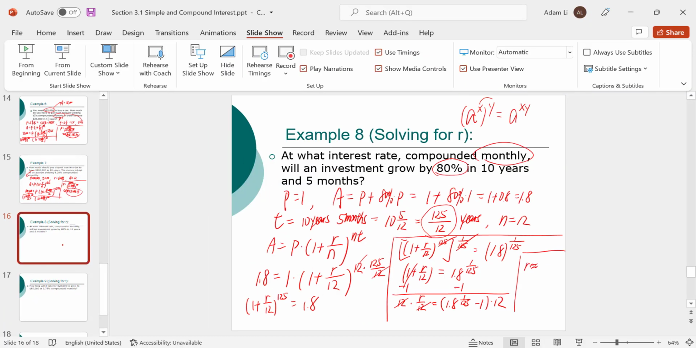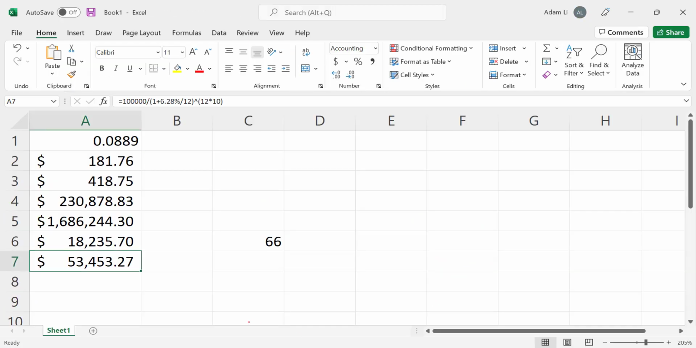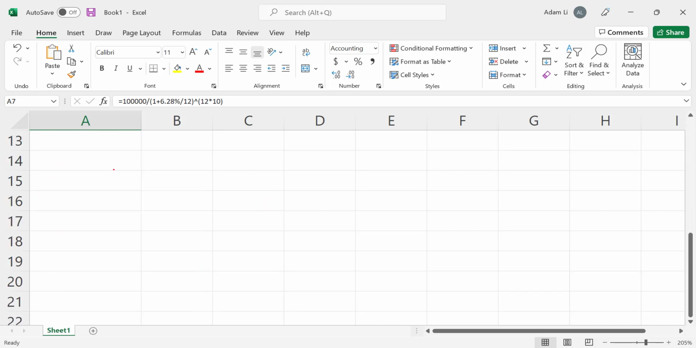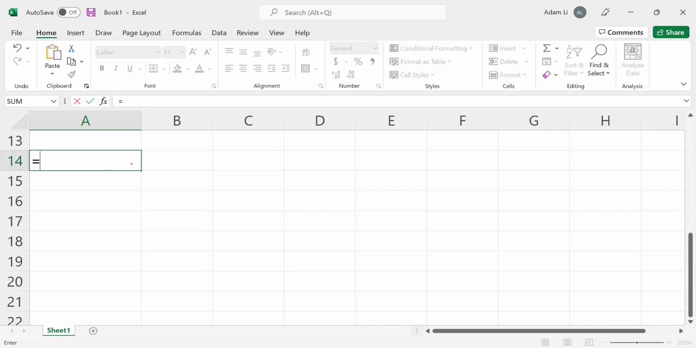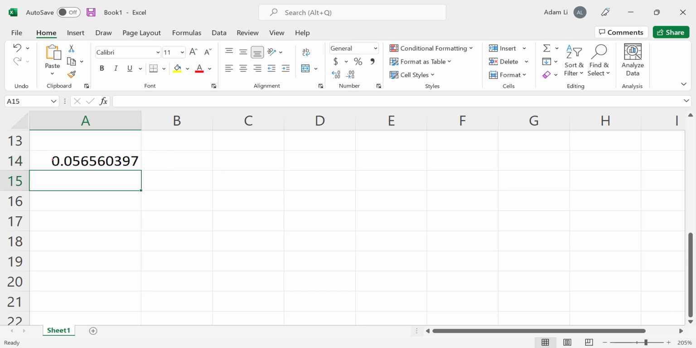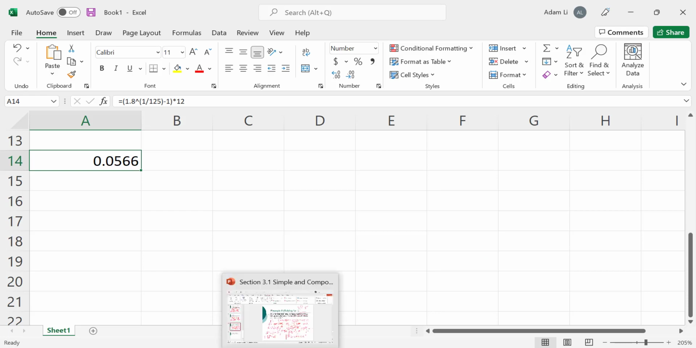Using a calculator or Excel, we get a result. Here we end up with open parentheses, 1.8 raised to 1 over 125 power, minus 1, close parentheses, and multiply by 12. Once you put it in Excel properly, you get the result right away. This again we round to 4 decimal places. So the result is 0.0566.